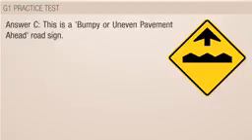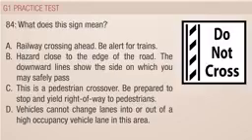Answer C. This is a bumpy or uneven pavement ahead road sign. Question 84. What does this sign mean? A. Railway crossing ahead. Alert for trains. B. Hazard close to the edge of the road. The downward lines show the side on which you may safely pass.